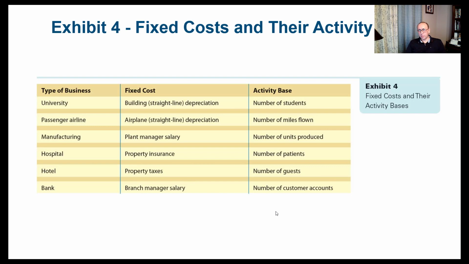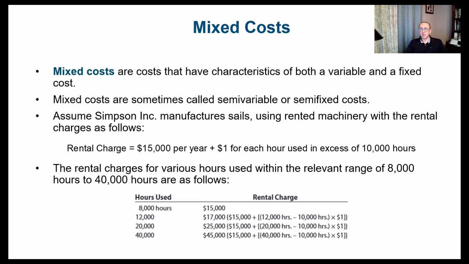So now let's see the third category of cost, which is the mixed cost, which has a mixed flavor of variable and fixed cost. So mixed costs are costs that have characteristics of both a variable and a fixed cost. Mixed costs are sometimes called semi-variable or semi-fixed.